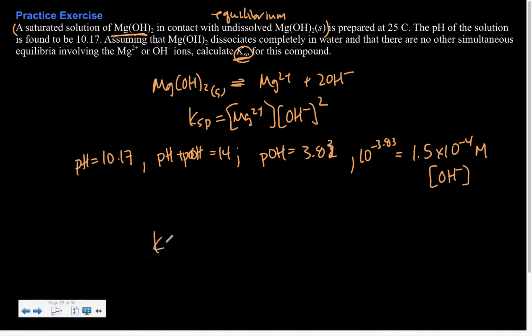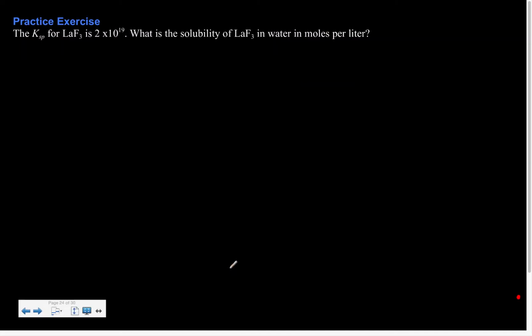So then I know that for my Ksp expression, my magnesium ion concentration is half of this. If that's 1.5, then it's going to be 0.75 times 10 to the negative 4th molar, times 1.5 times 10 to the negative 4th squared, and I would solve for this, and that would be my Ksp value. All right, next up.